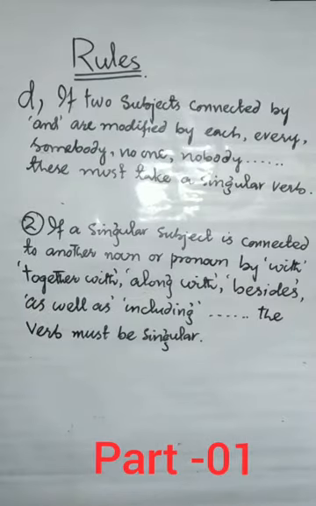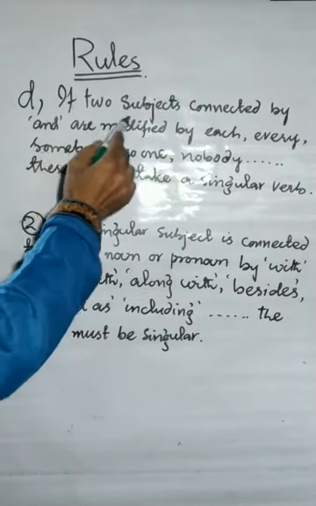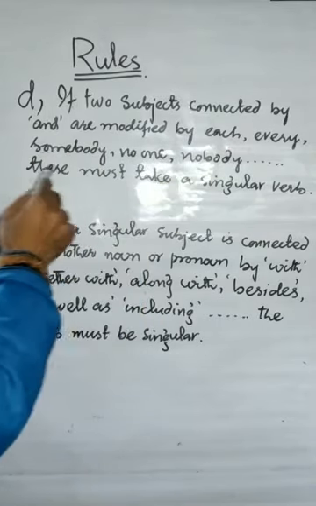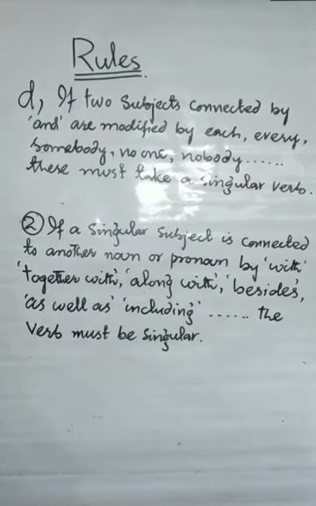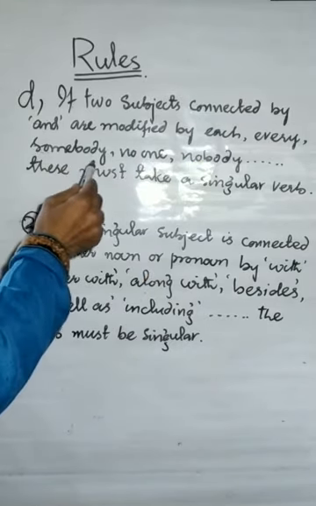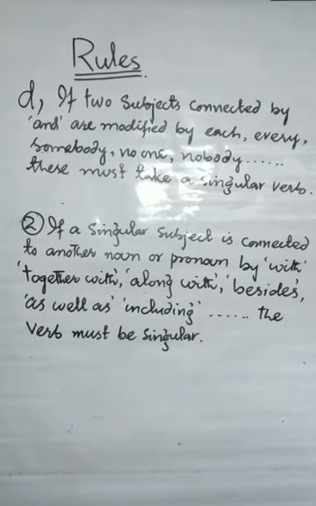Additional rule 4, it says if two subjects connected by and or modified by each, every, somebody, no one, nobody, these must take a singular verb. रूल कहता है कि अगर दो सब्जेक्ट्स कनेक्टेड हैं एंड से, लेकिन सेंटेंस की शुरुआत, स्टेटमेंट की शुरुआत हुई है each से, every से, somebody, no one, nobody से, these must take a singular verb. Then we have to use a singular verb there.